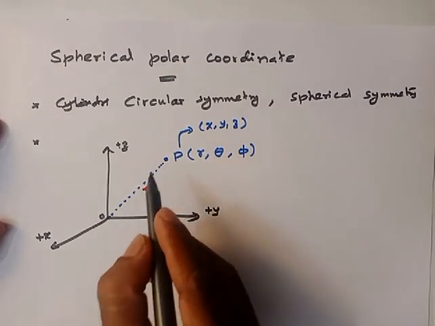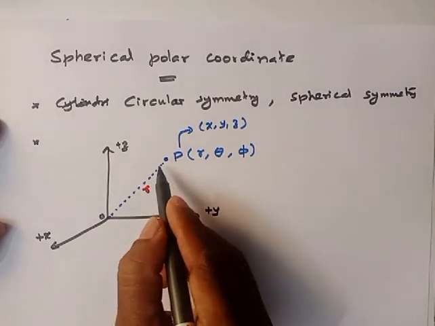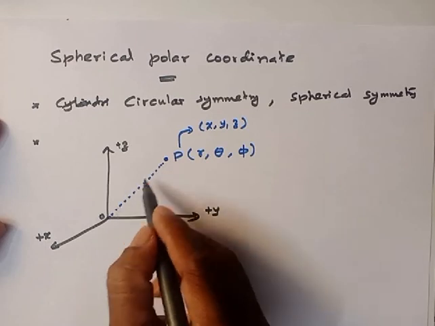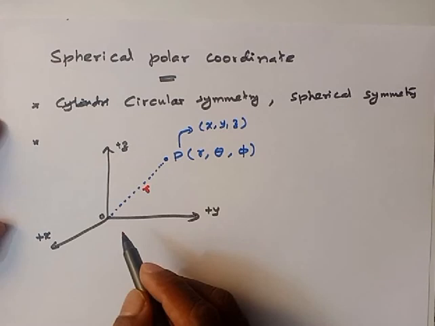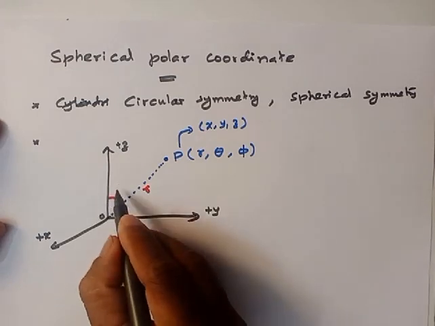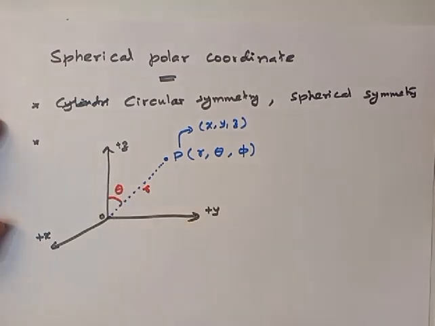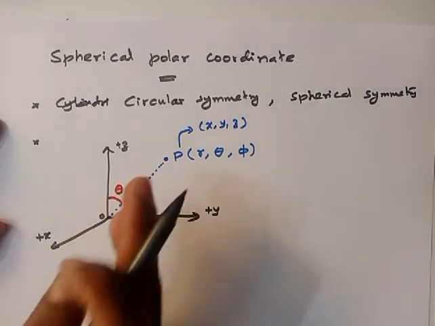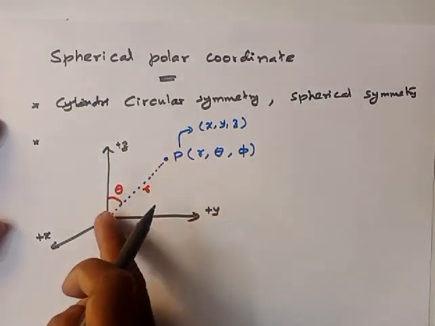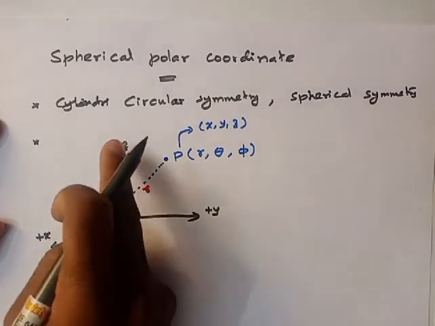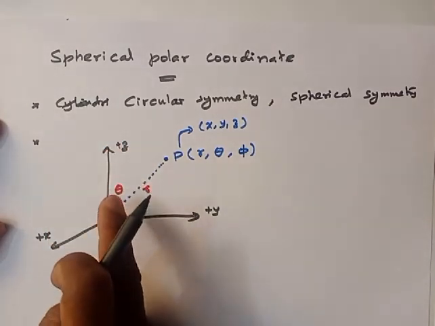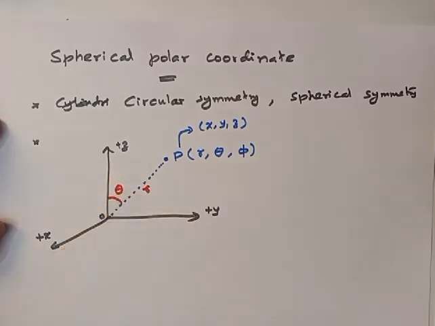Very simple, isn't it? Theta is the angle between the line connecting the origin to the point and the positive z-axis. So this angle is nothing but theta. It is the angle between the line joining the point to the origin and the positive z-axis. The angle between these two lines is what we call theta.